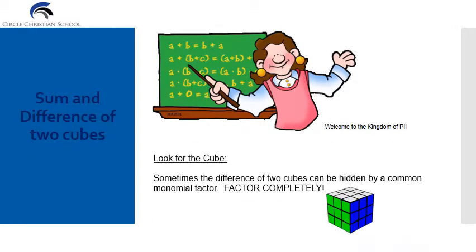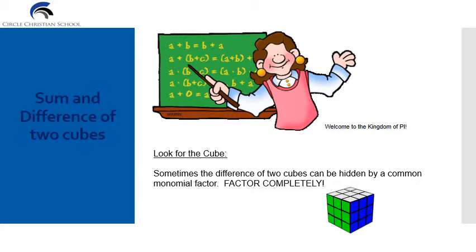Sum and difference of two cubes. Look for the cube. Sometimes the difference or the sum of two cubes can be hidden by a common monomial factor. Make sure you always factor completely.